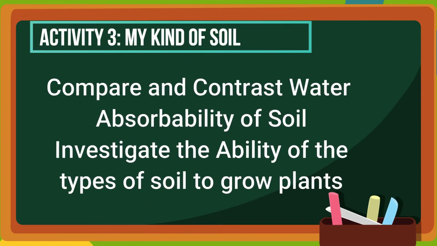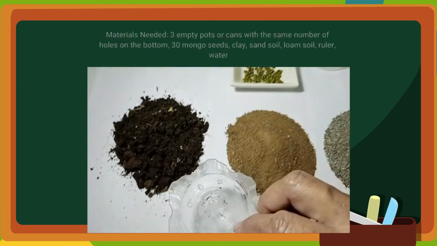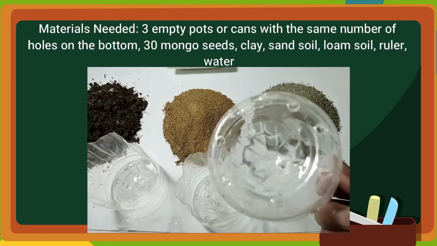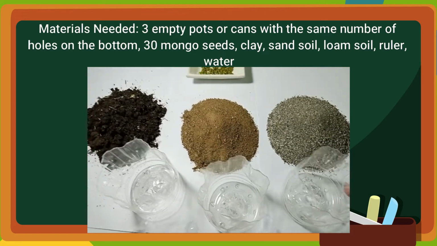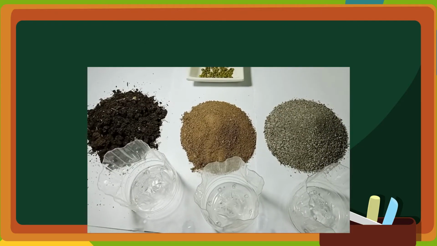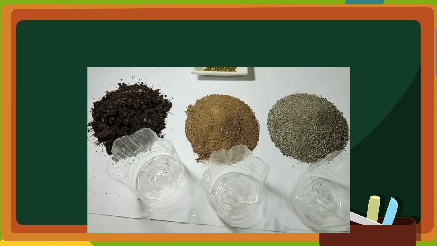Now let's try another activity. My kind of soil. Compare and contrast water absorbability of soil. Investigate the ability of the types of soil to grow plants. These are the materials needed: 3 empty pots or cans with the same number of holes on the bottom, then 30 mango seeds, clay, sand, and loam soil, ruler, and water.